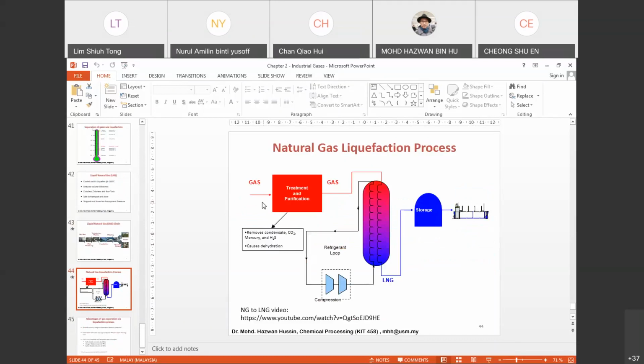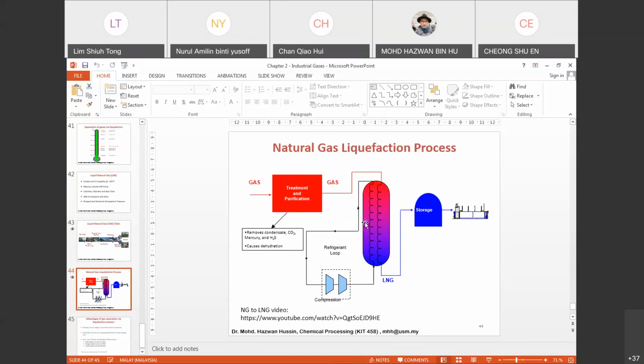More or less, this is the process flow. The natural gas goes into treatment and purification. Sometimes treatment and purification is important to remove some condensates, like some hydrocarbons, CO2, mercury, and hydrogen sulfide, H2S. It also causes dehydration because most of the water will be removed here. And next the gas goes into the cooler.